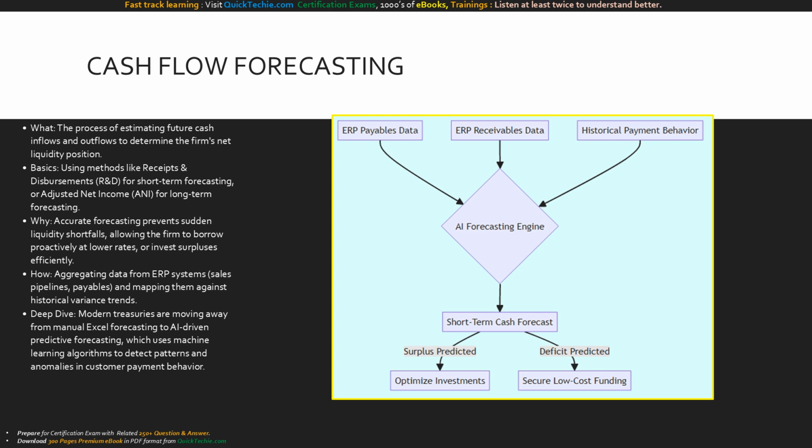Let's examine how a modern forecasting engine works. At the top, raw data feeds: ERP payables, ERP receivables, and historical payment behavior flow directly into the AI forecasting engine. The engine processes this massive dataset to generate a highly accurate short-term cash forecast. From here, the treasurer takes action based on the output. If a surplus is predicted, we follow the right path to optimize investments, earning yield. If a deficit is predicted, we follow the left path to secure low-cost funding days in advance, completely avoiding penalty interest rates.